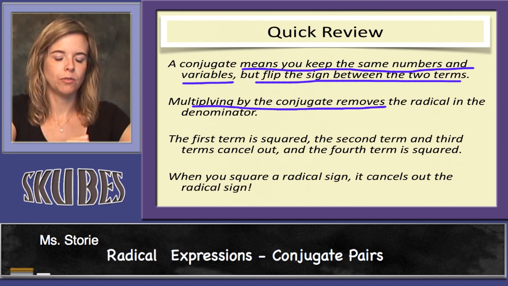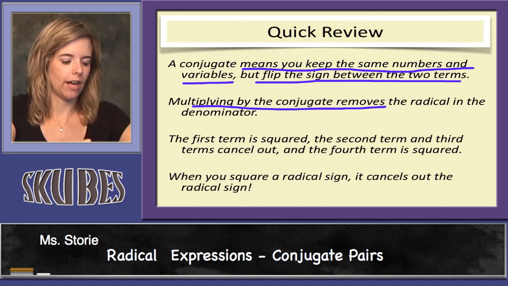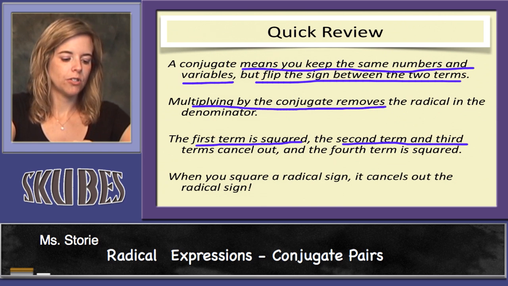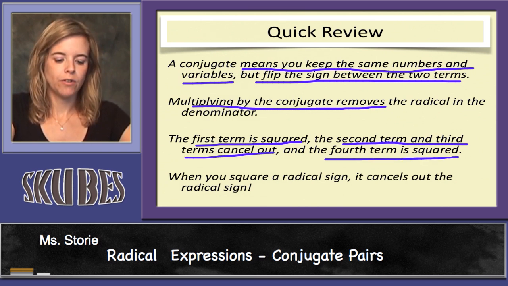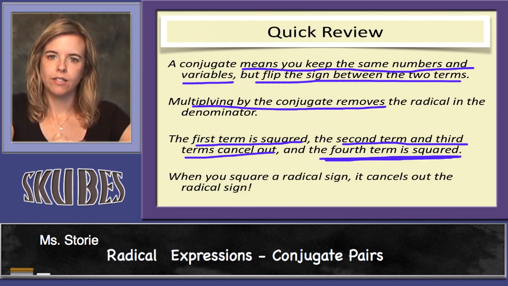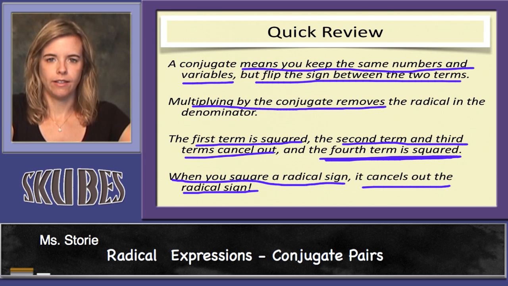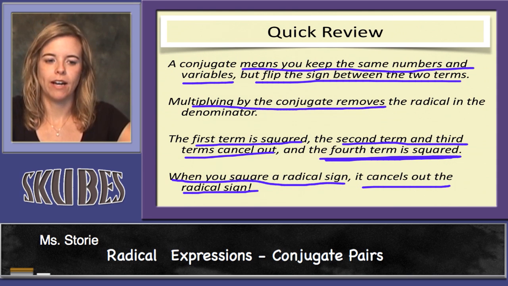Conjugate means you keep the same numbers and variables but flip the sign in between the two terms. Multiplying the conjugate removes the radical in the denominator, and we just saw that. The first term is squared. The second term and the third term cancel out, and then that fourth term goes back to the original number that it was without the radical sign. So when you square a radical sign, it cancels out the radical sign. That's the whole purpose of doing that to the denominator. Get rid of all those radical signs. And that's it for our lesson on radical expressions, conjugates.